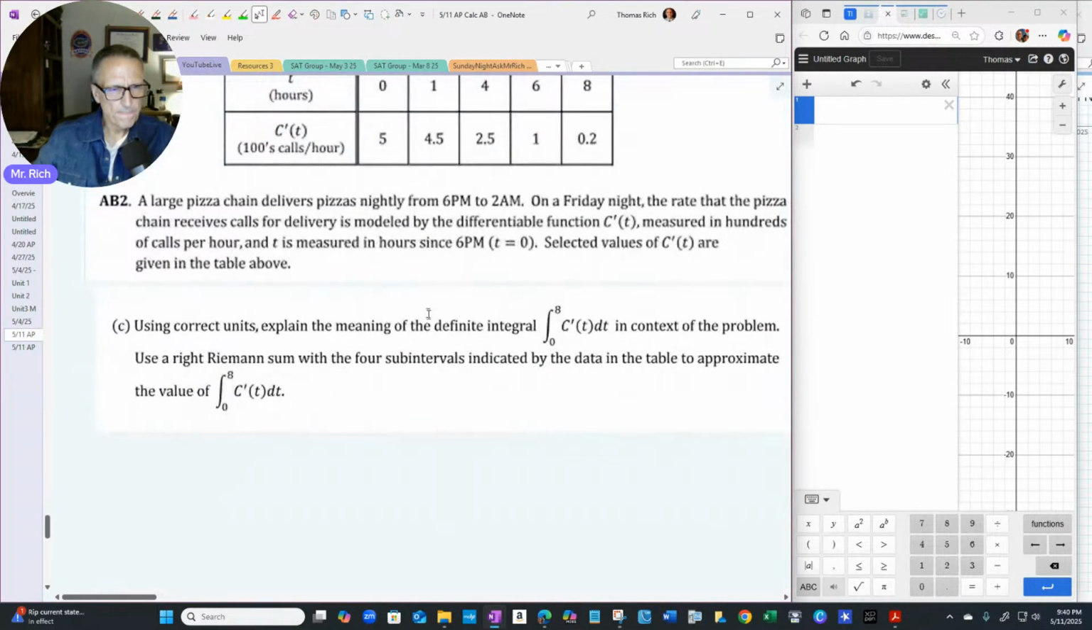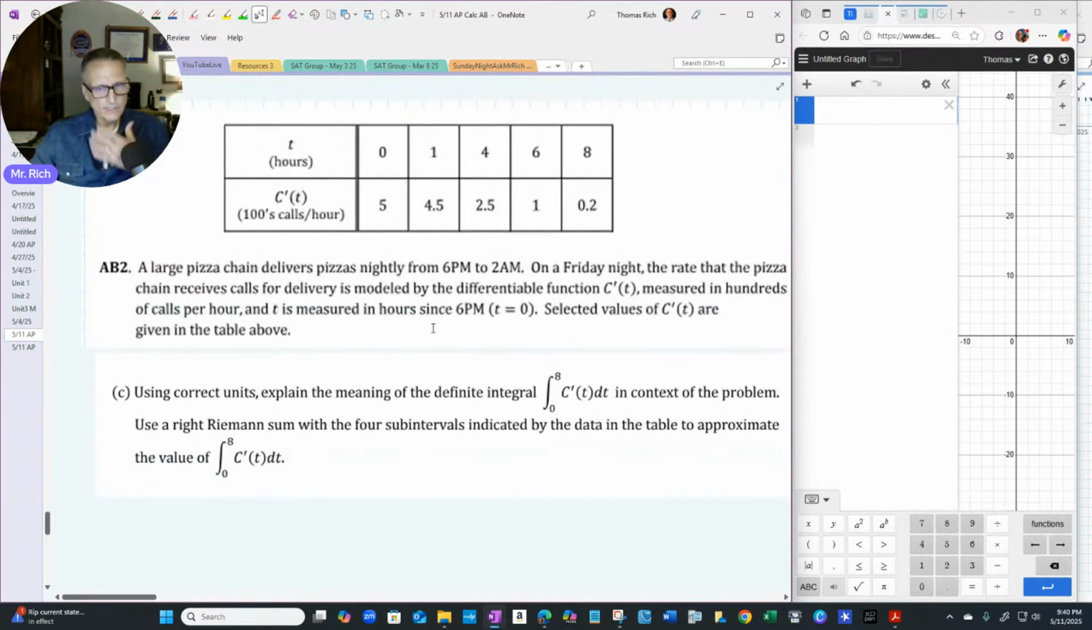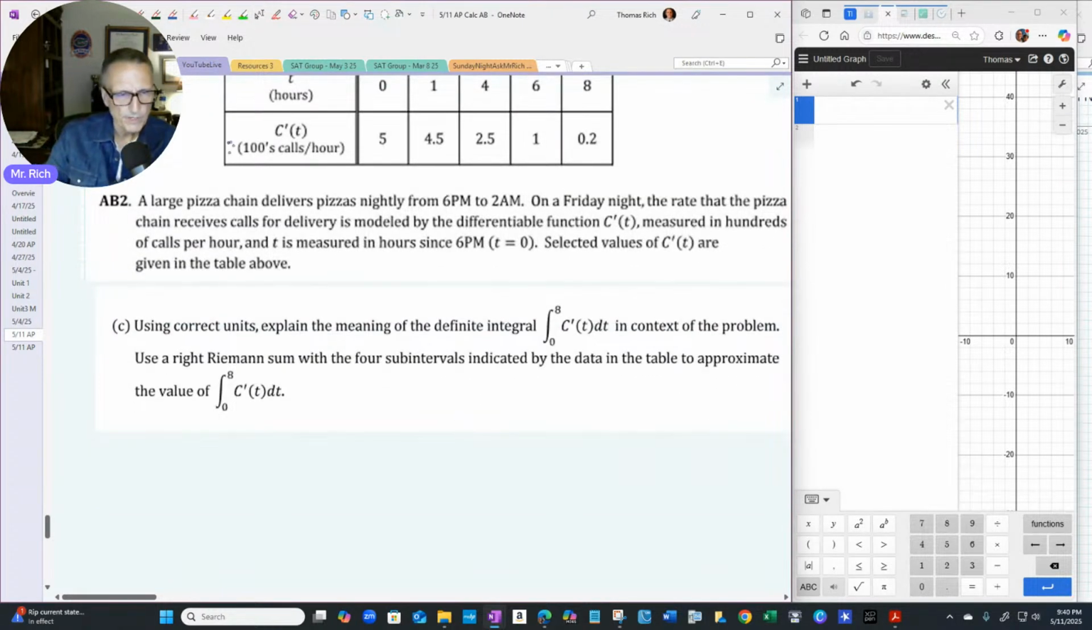Next, using correct units, explain the meaning of the definite integral of C prime of t dt from 0 to 8 in the context of the problem. Use a right Riemann sum with the 4 subintervals indicated by the data in the table to approximate the value of that. All right, so if we're going to use a Riemann sum, let's go ahead and get the value and then we'll interpret it. So we want to make the following statement on our paper. So we're going to say that this is approximately equal to.